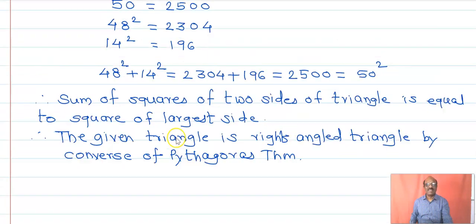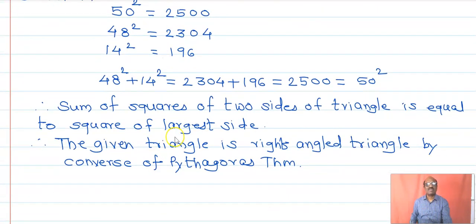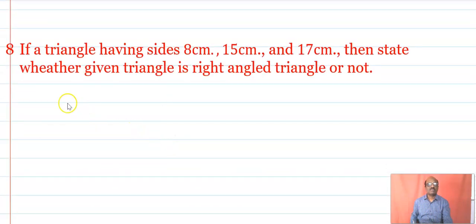Okay, easy question. Now we'll take the next question. If a triangle has sides 8 centimeter, 15 centimeter, and 17 centimeter, then state whether the given triangle is a right angle triangle or not. Again, the same question. Solution.